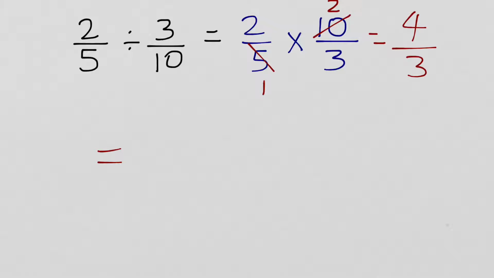But as this is a top-heavy fraction, I should really convert this into a mixed number. So 3's into 4 go once. Remainder 1, which goes on the top, divided by 3. So we get an answer of 1 1/3.